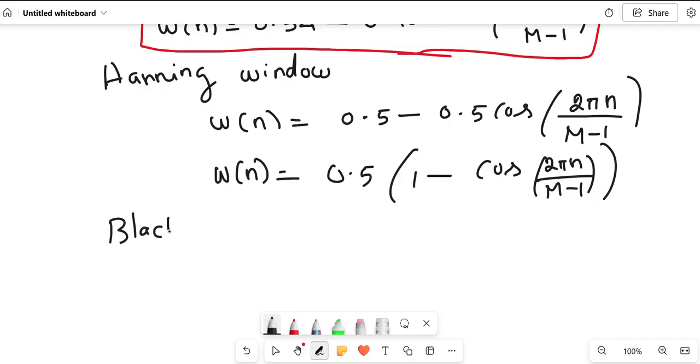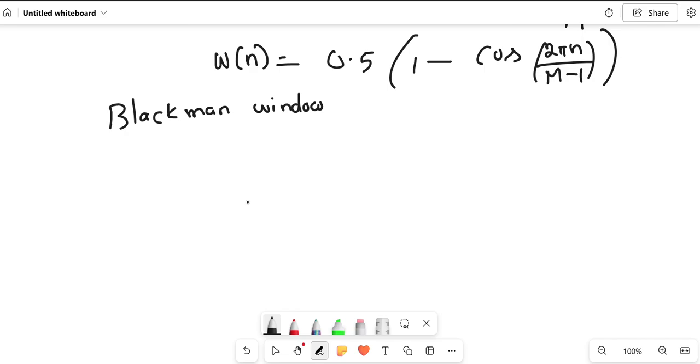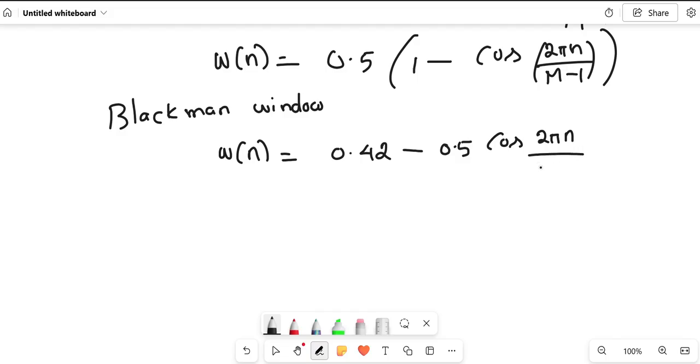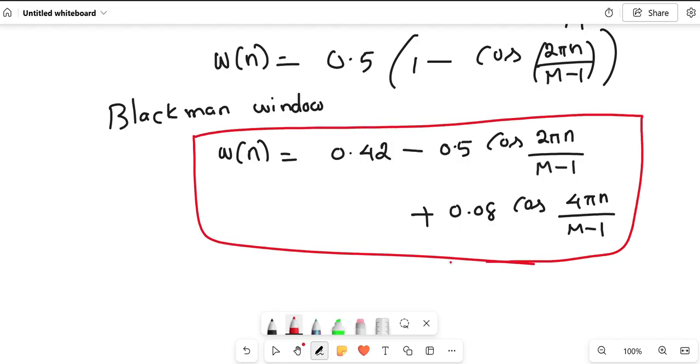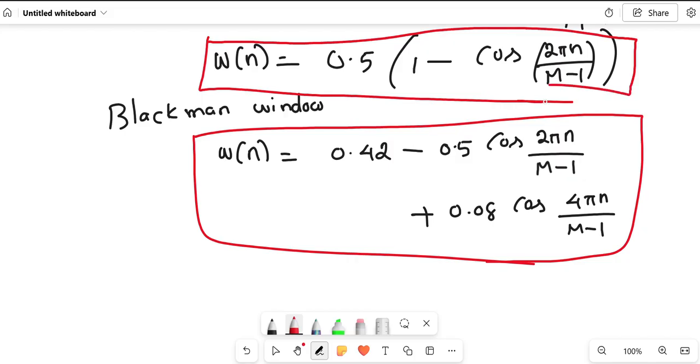The Blackman window, w of n is equal to 0.42 minus 0.5 cos of 2 pi n by M minus 1 plus 0.08 cos 4 pi n by M minus 1. This is for Blackman window.